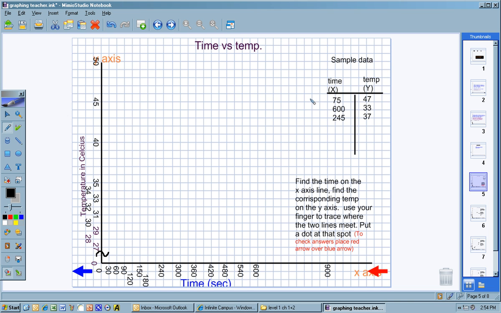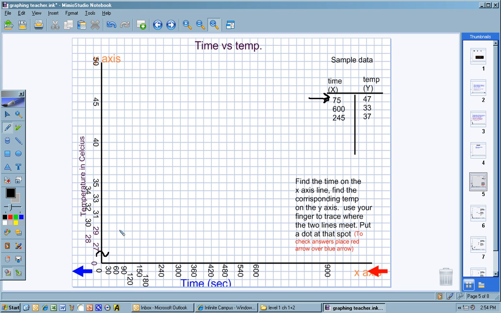So let's look at this first one right here. There are two numbers here. These two numbers go together. It's 75 and 47 together that make one dot. The 75 is the time, so let's find that here. Here's 30, here's 60, here's 90. 75 is in between, but then I have to go up to 47.